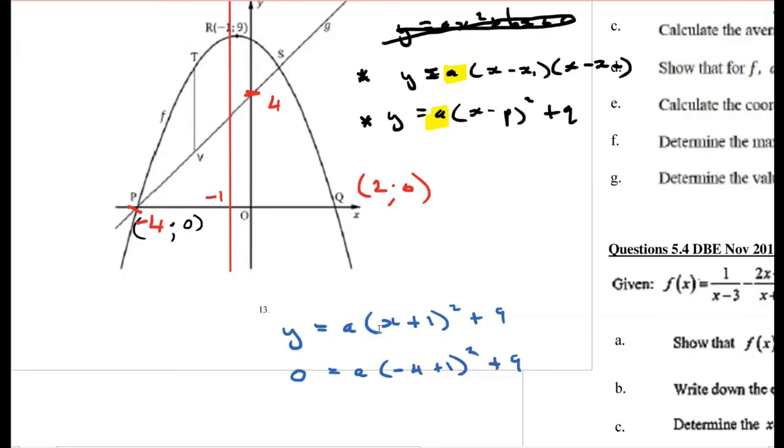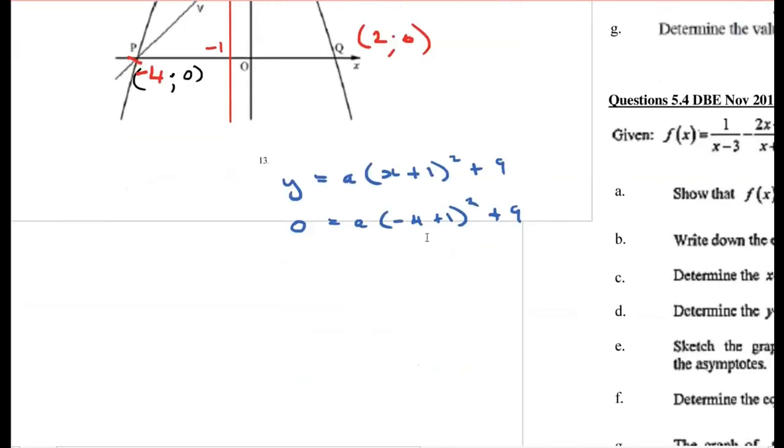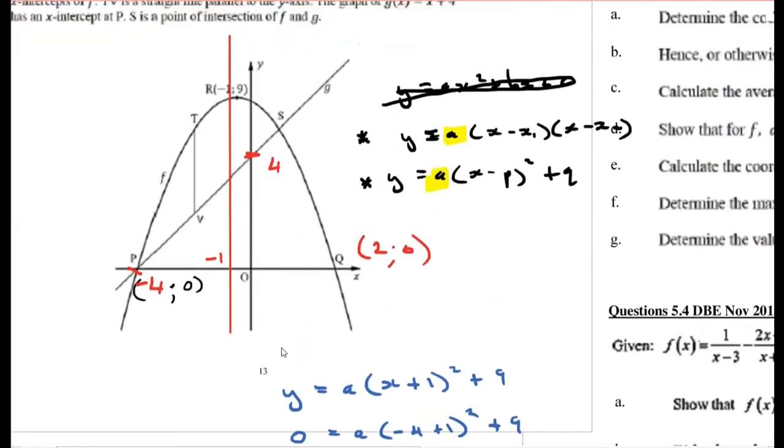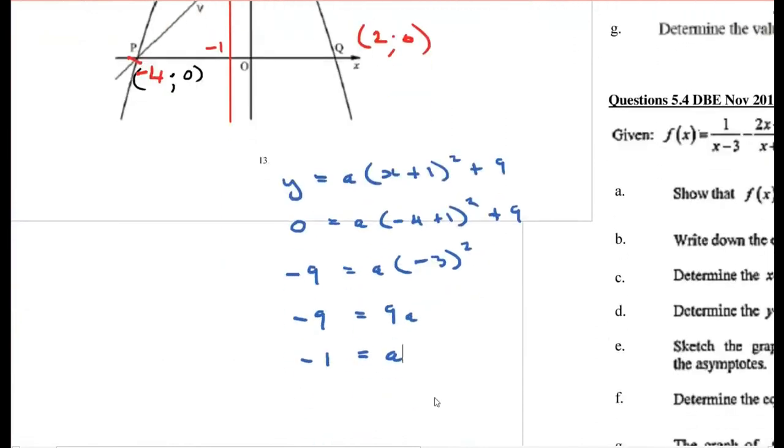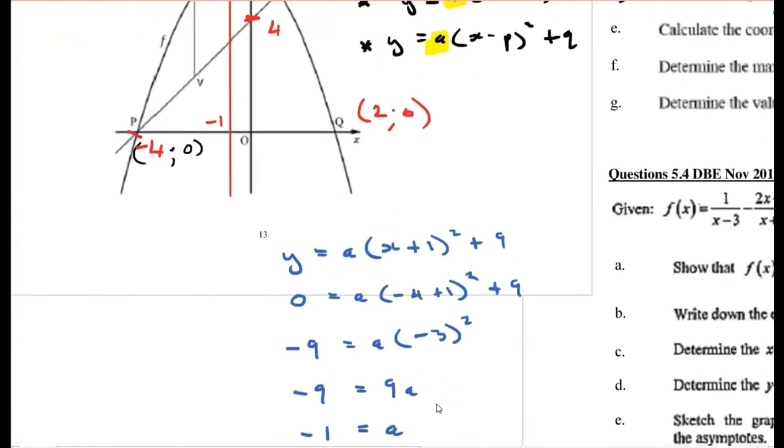Now you can see once you've subbed in a coordinate, there's only one unknown left. So I minus the 9. -4 plus 1 is -3. -3 squared is now positive 9. Positive 9a. Divide by 9, and you can see, yay, a is -1. It was supposed to be -1 because we've got an upside down parabola. Do not force the negatives in formulas ever. The math is going to work itself out.